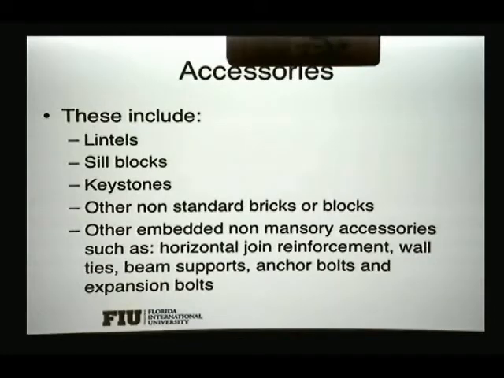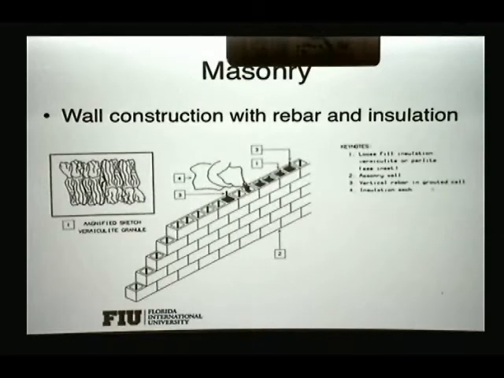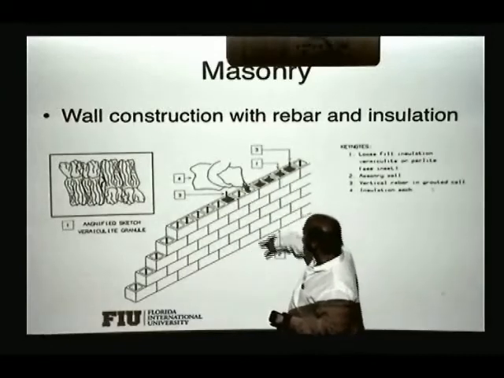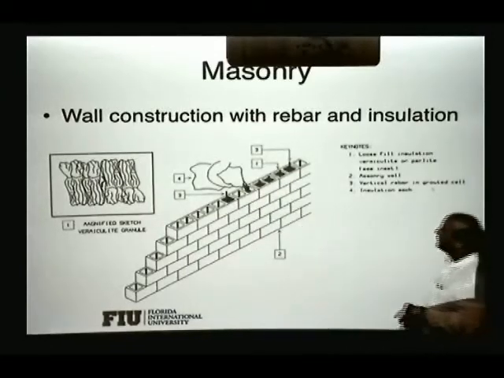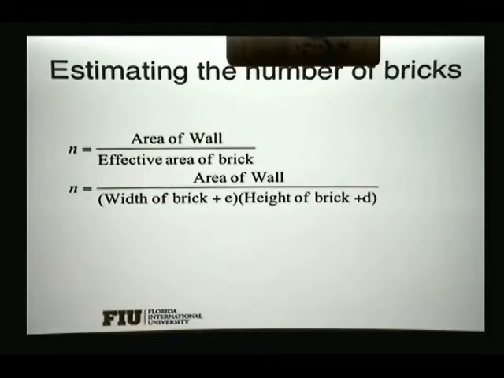There could be accessories also: lintels, seal blocks, keystones, and types of insulation that you will need, foams or mineral fill in loose form that goes inside the holes of these bricks. So you have to really carefully look at the way the masonry wall is going to be assembled to understand exactly what the requirements are.